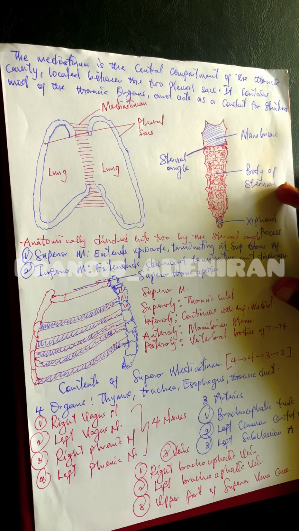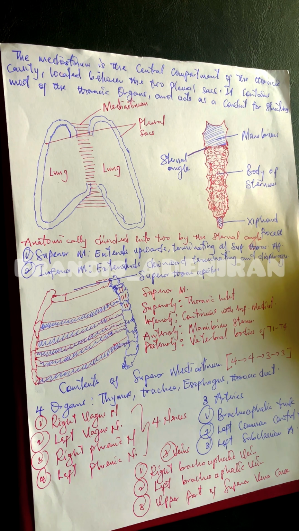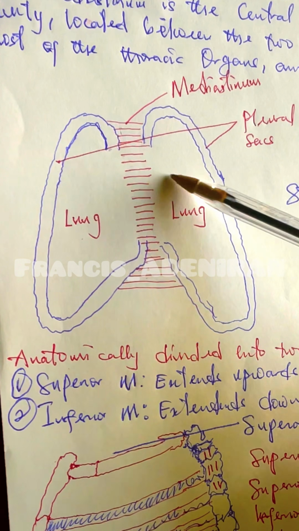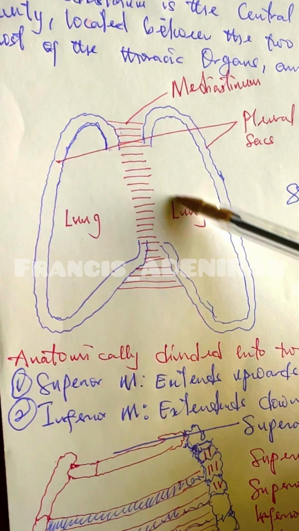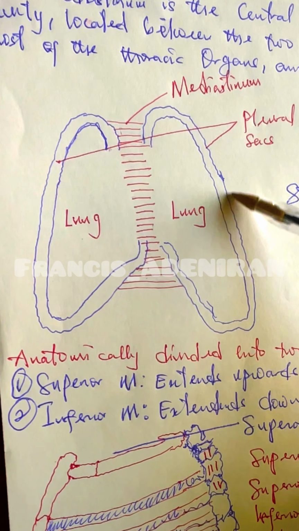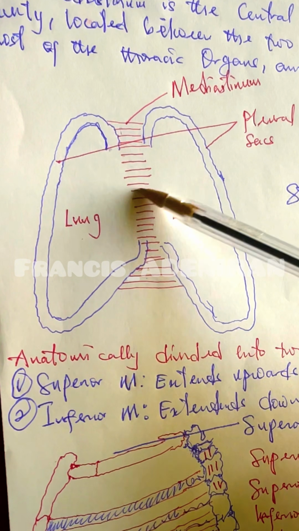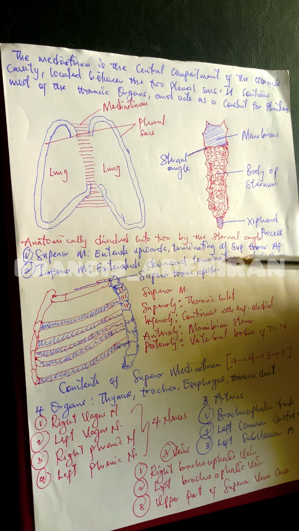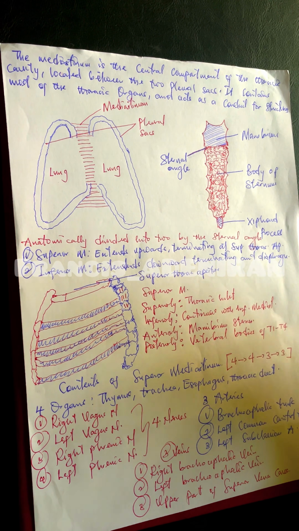In today's teaching, we're going to be focusing on the mediastinum, which is the central compartment of the thoracic cavity located in between the two pleural sacs. So if this is the diagram illustrating the lungs, and these are the pleural sacs, then essentially this middle aspect is the mediastinum. And this mediastinum contains most of the thoracic organs and also acts as a conduit for structures.